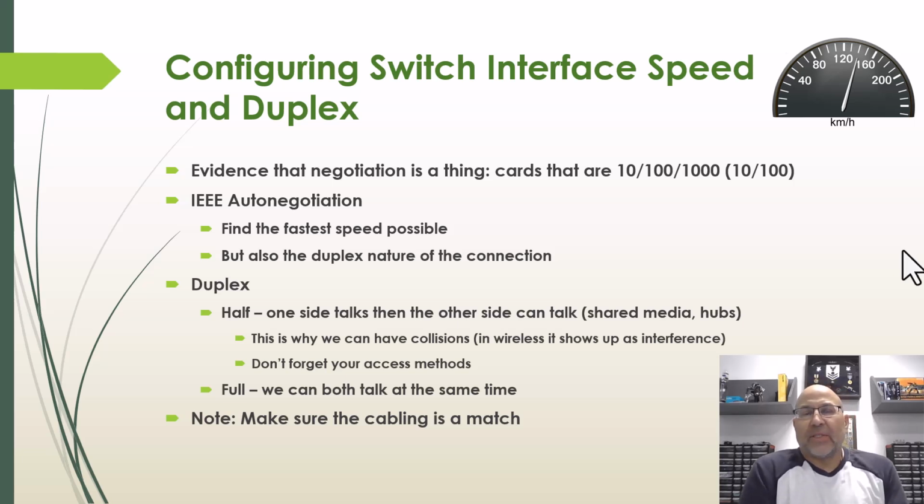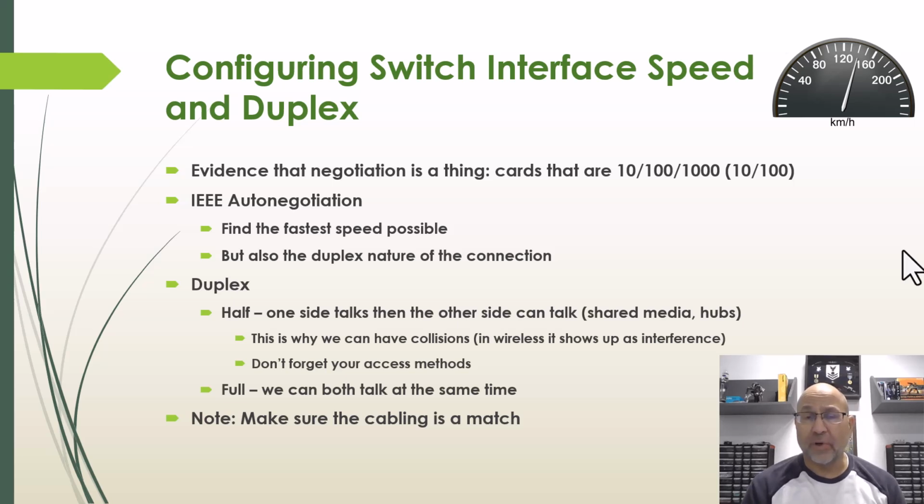Now the evidence that negotiation is a thing is that, right, you buy a NIC today or you look at the options that are available with a port, you can see that they're 10, 100, 1000, or 10, 100. That indicates that you could do any of those speeds. But it turns out that we auto-negotiate. The two sides figure out the way that it's going to work.